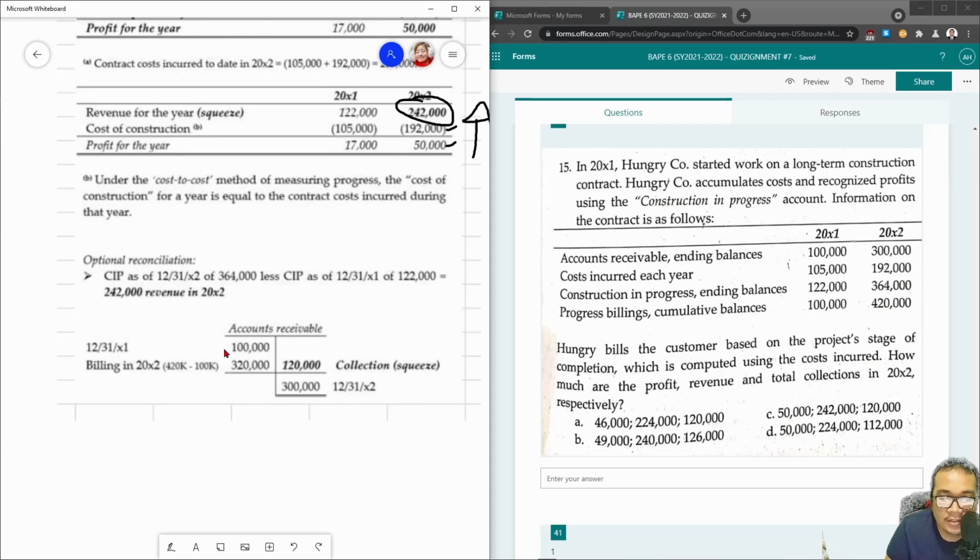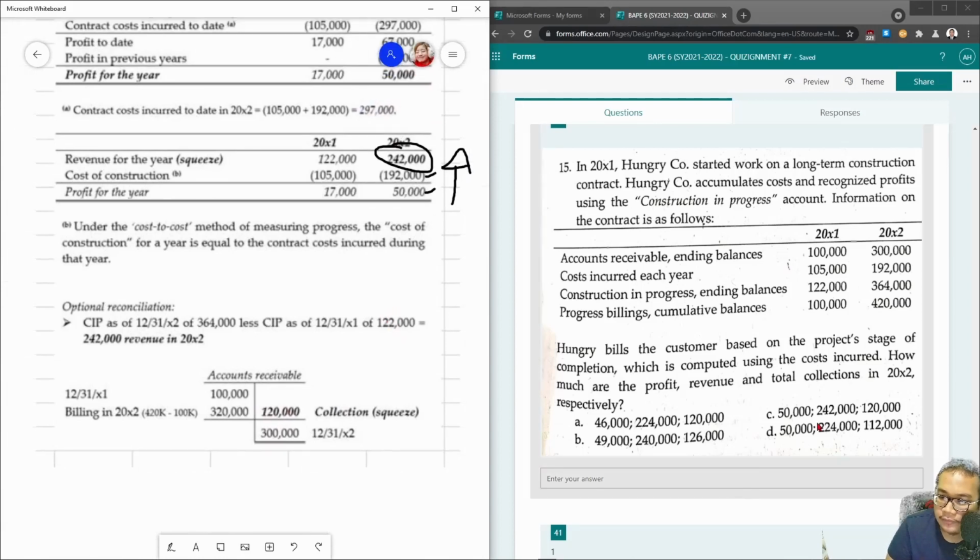Meron kang beginning balance of 100. Nag-bill ka kay customer for the current year, 20x2, 320,000. So, nag-increase yung accounts receivable mo. Tapos, bakit ang ending 300 lang? Ibig sabihin, yung difference, na-collect mo. Na-collect mo in the amount of 120. So, anong letter yan? 50k, 242, 120. So, that is letter C.